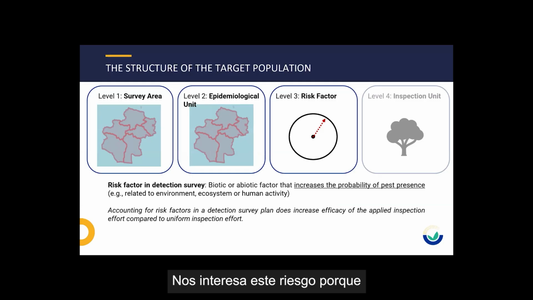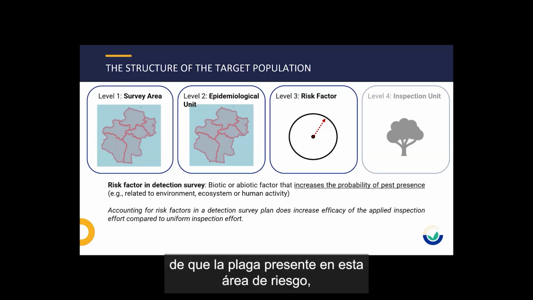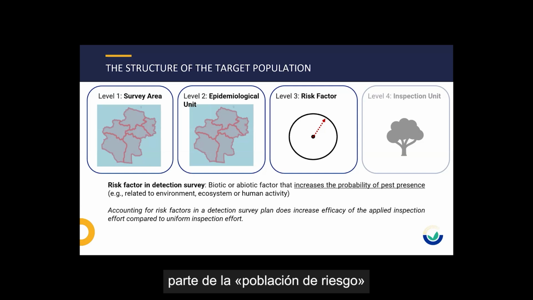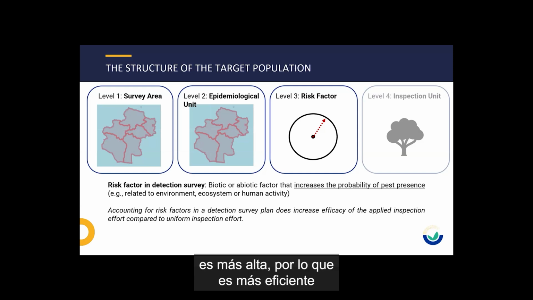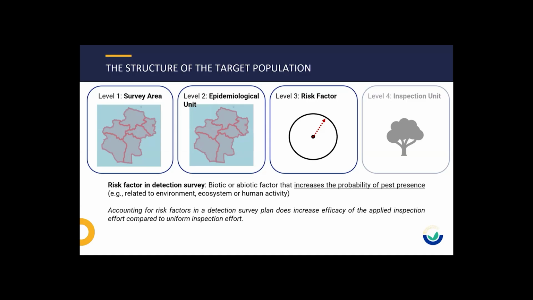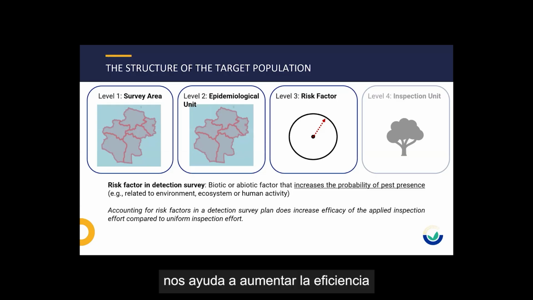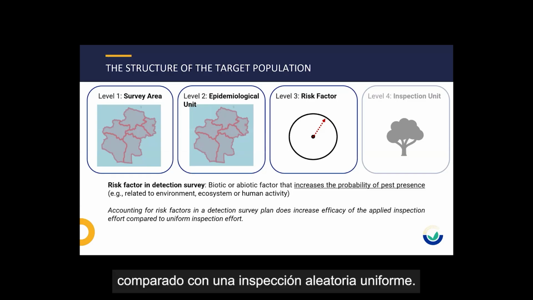And why we are interested in these risk aspects, as you can imagine, is that if the probability that the pest occurs exactly in this risk part, in the part of the population that we call the risk population, is higher, then it would be more efficient to concentrate the search for the pest in some way on these areas. So accounting for risk factors helps us to increase the efficiency of our applied number of inspections compared to a uniform random inspection effort.